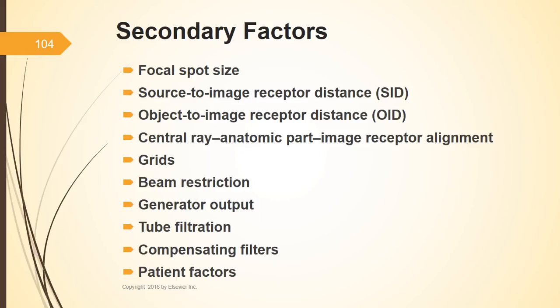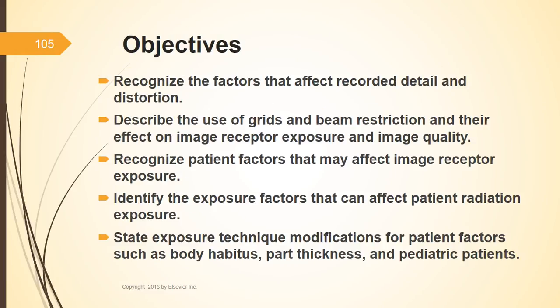All right, we have finished the overview of the secondary factors that I talked about, and I'm not going to read them off again, but you need to make sure that you know all of these and how they affect your exposure changes. We covered these objectives. We talked about recorded detail, distortion, grids, beam restriction, image receptor exposure, exposure factors that affect radiation exposure, and then some exposure technique modifications for patient factors. I went over a few more than those, but make sure that you know all of them.